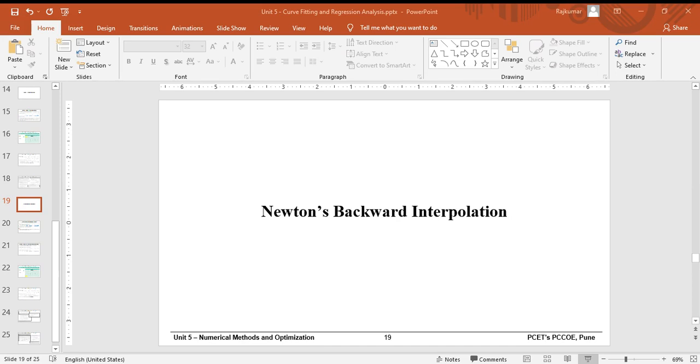Then we will start with the... okay, here I wrongly entered delta, but you need to understand it is nabla, the inverted triangle. And here it will be nabla y, and similarly it will be everywhere. So you just need to modify this.